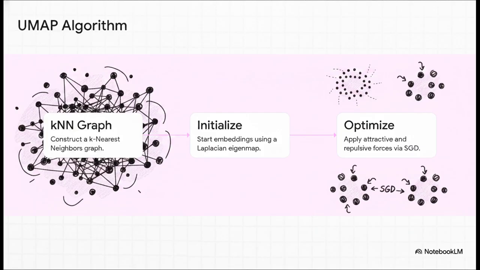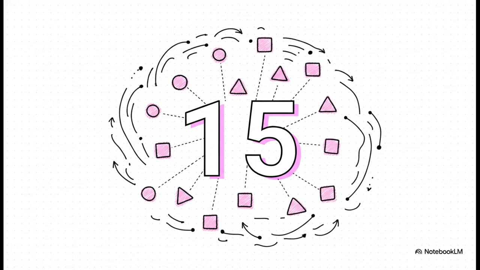It iteratively applies those attractive and repulsive forces we just talked about using stochastic gradient descent, slowly molding the final visual map. Notice this number right here, 15. When we talk about finding k nearest neighbors, 15 is actually the default value in UMAP. And this is a massive highlight because, empirically, UMAP requires a significantly lower number of neighbors to map out the space compared to older methods. It doesn't need to look at everything to know where things belong, making it highly efficient.